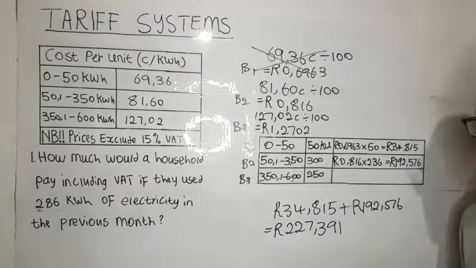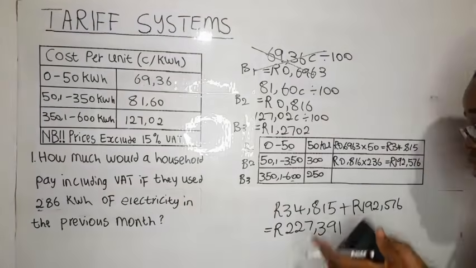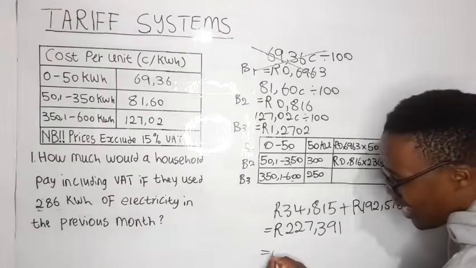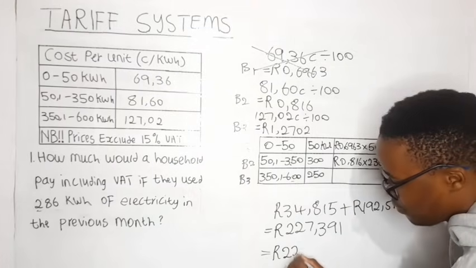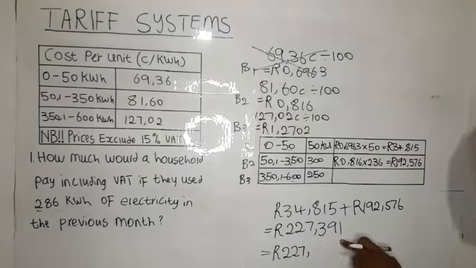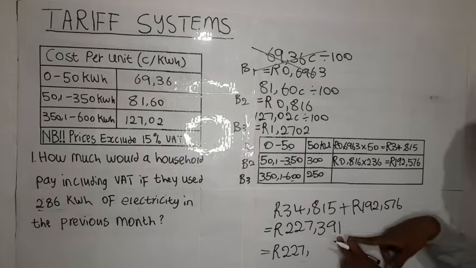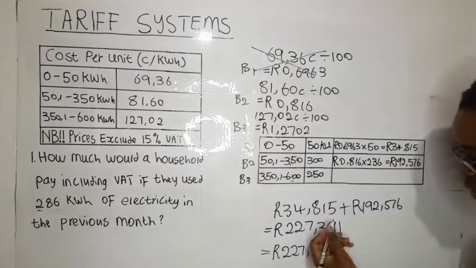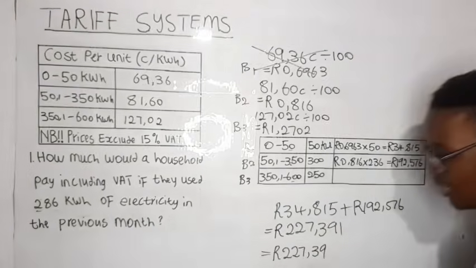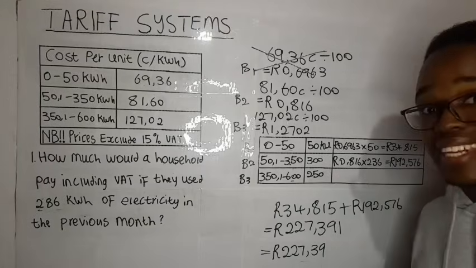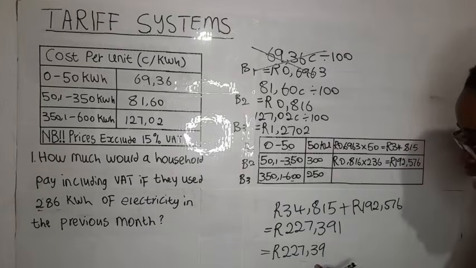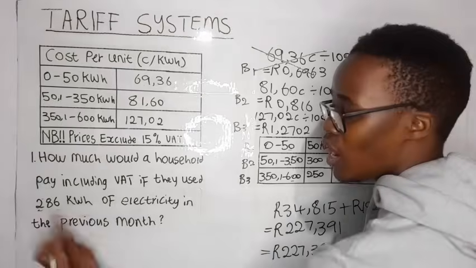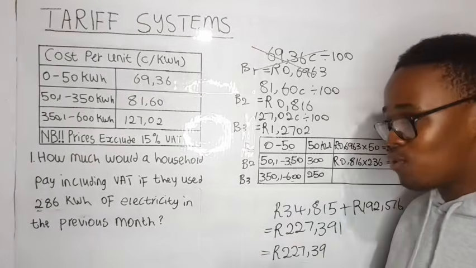227.3891. Now this is where you get to round up or down your answer, right? And here, since the last unit of the number is less than 5, you're just going to leave it as it is. It's going to be 227 rands 39 cents. So this is the amount that they're going to charge this household for using 286 kilowatts of electricity.